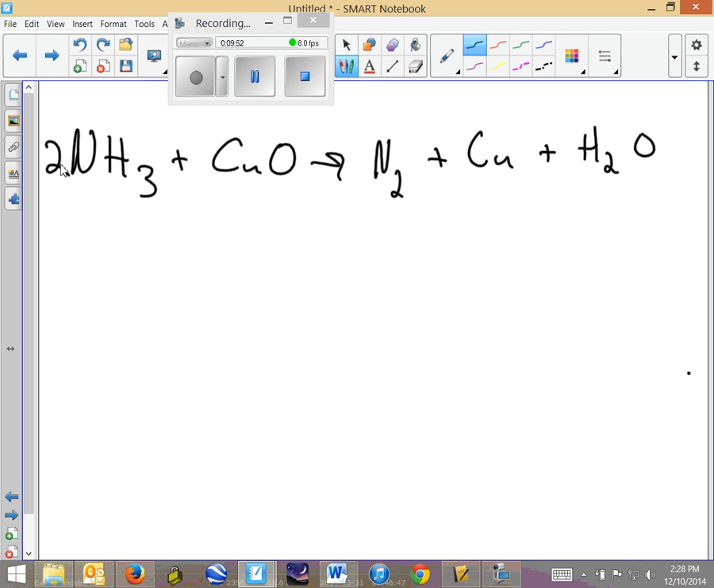2 nitrogens there means I've got 6 there, which means I get 3 right here, 3 right here, and a 3 right here. And I think that'll work perfect for the balance.